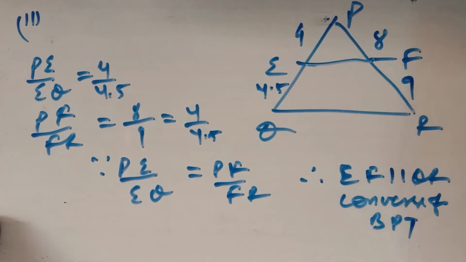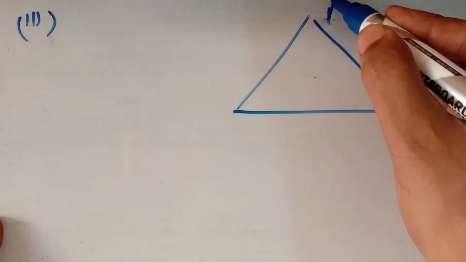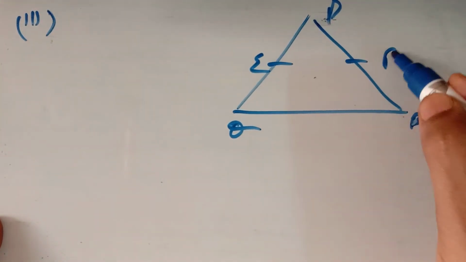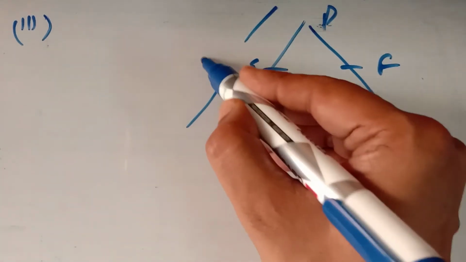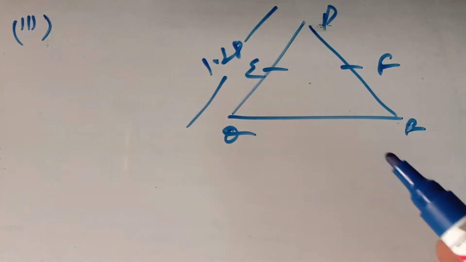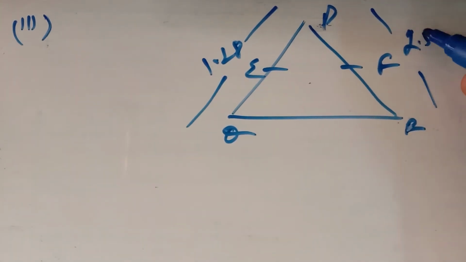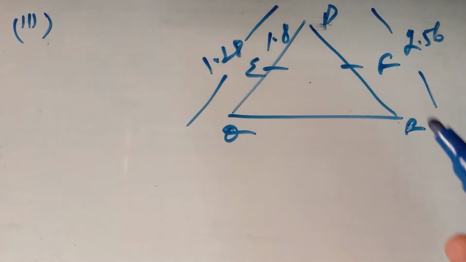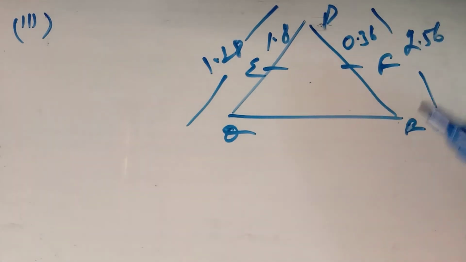So this is the second part of question number 1. When the ratio is same, the line will be parallel. Let us take the third part. Again we have PQR, again we have E and F points here, but here it is given as PQ is 1.28 centimeter. See it very carefully. PR is 2.56 centimeter. PE is 1.8 centimeter, and PF is 0.36 centimeter.